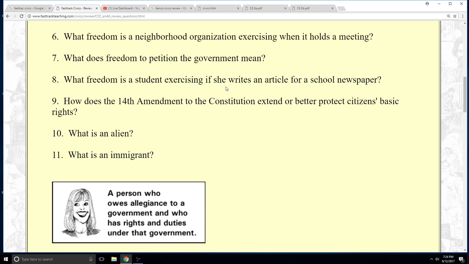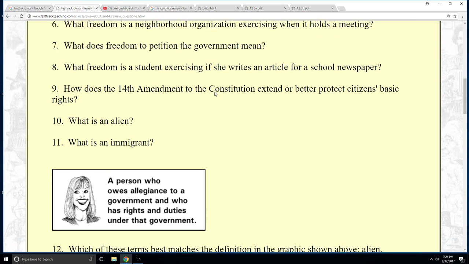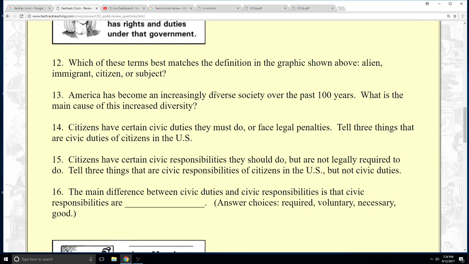All right, so what about immigrant? And number 11, keyword is permanently, as Chase said, someone living permanently and becoming a citizen or trying to become a citizen. All right.